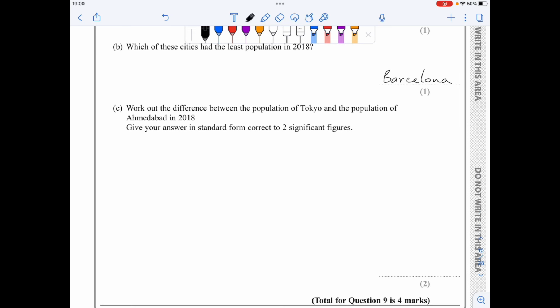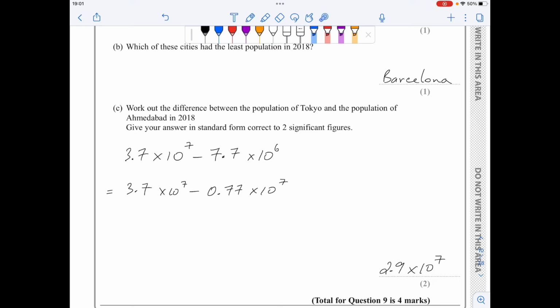For part C, I'll just do the subtraction of 3.7 times 10 to the power of 7 minus 7.7 times 10 to the 6. You can just put this on the calculator and get the answer of 2.9 times 10 to the 7 to 2 significant figures. If you want to do this manually, you keep the first number the same and change the second one to 0.77 times 10 to the 7. So subtracting 3.7 minus 0.77 will give you 2.9.